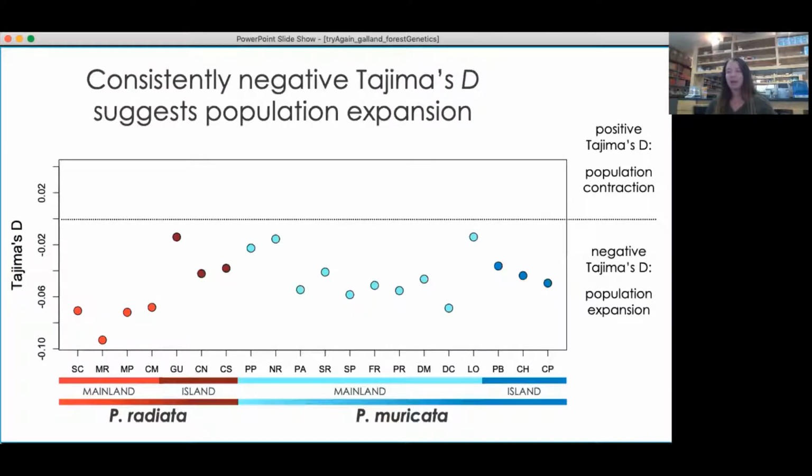So finally, I analyzed Tajima's D, where positive values indicate population contraction, like a bottleneck, etc., and negative values represent population expansion. So here, all values were negative across all of our sampling sites in both species. Now, the consistently negative estimates suggest population expansion following a bottleneck, inconsistent with the idea that these populations are contracting.